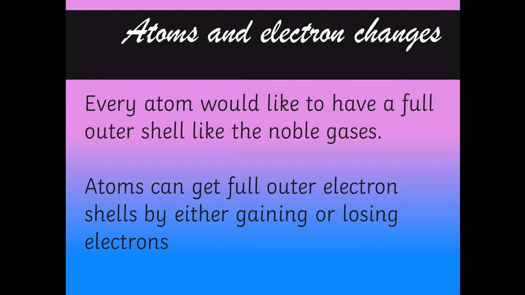Atoms and electron changes. Every atom would like to have a full outer shell like the noble gases. Atoms can get full outer electron shells by either gaining or losing electrons. A positive ion forms when an atom loses one or more valence electrons in order to attain a noble gas configuration. A positively charged ion is known as a cation.